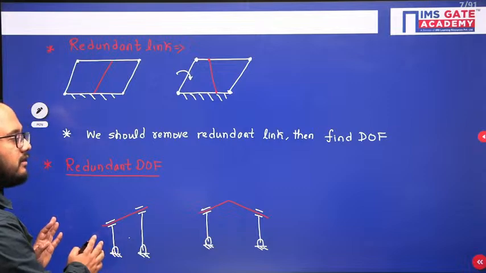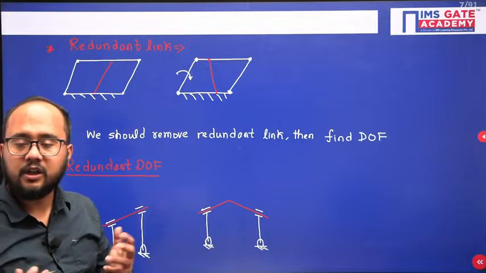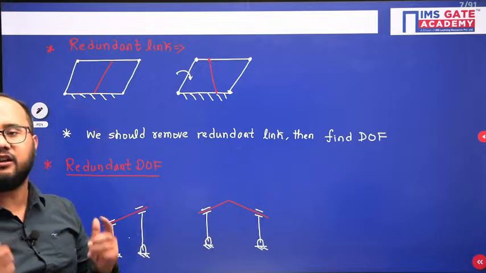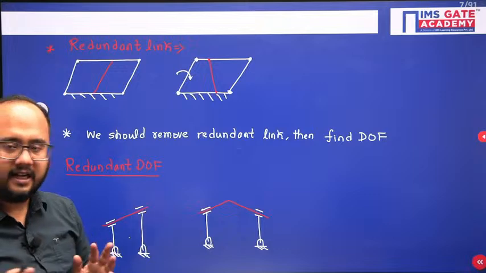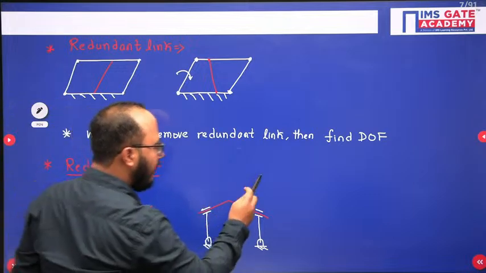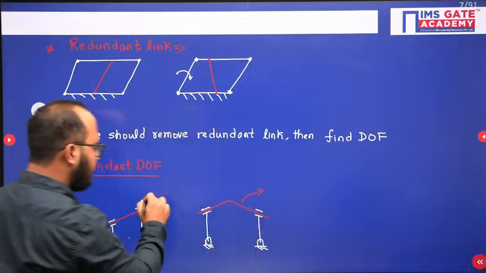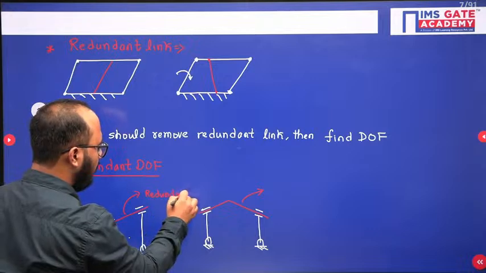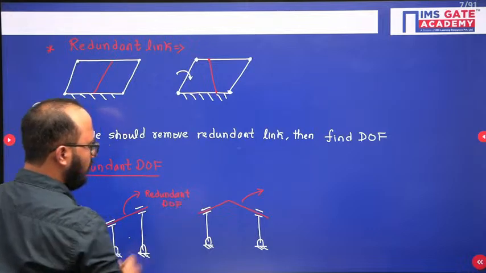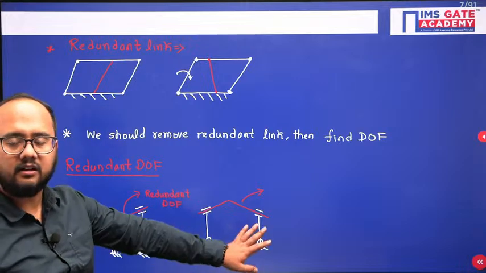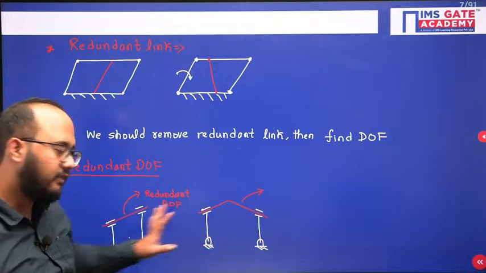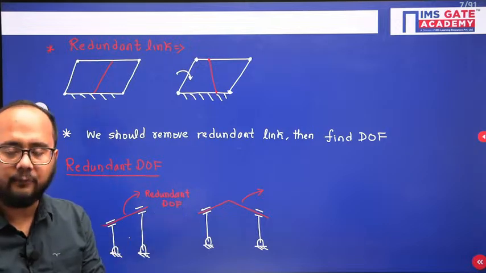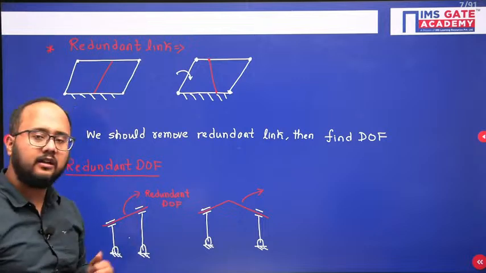In the other case, it is having a redundant degree of freedom. So what will you do? Whatever degree of freedom you find, you have to subtract the number of redundant degrees of freedom. Got the idea? In this case, it is not having any redundant degree of freedom. It is fine, no issue. But here we are having a redundant degree of freedom. How many? 1. So in whatever formula you have applied, you have to subtract this redundant degree of freedom.